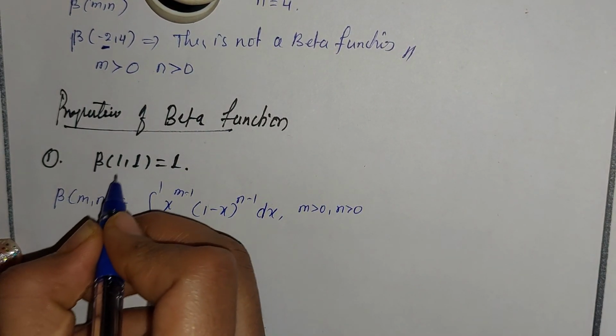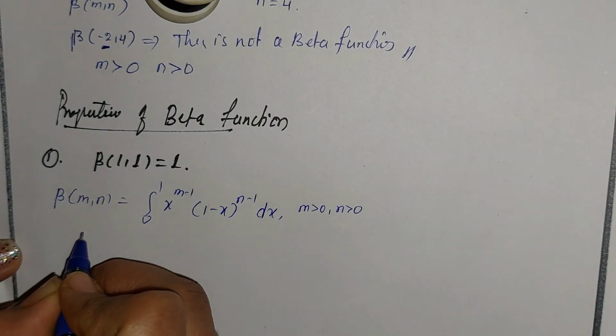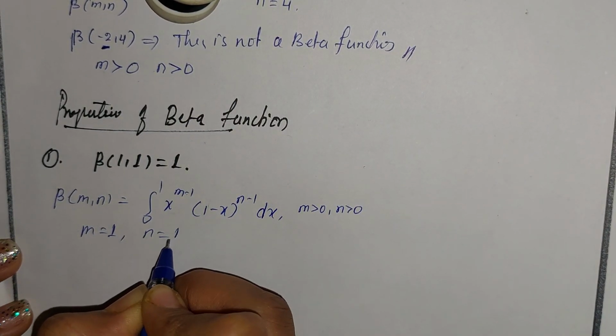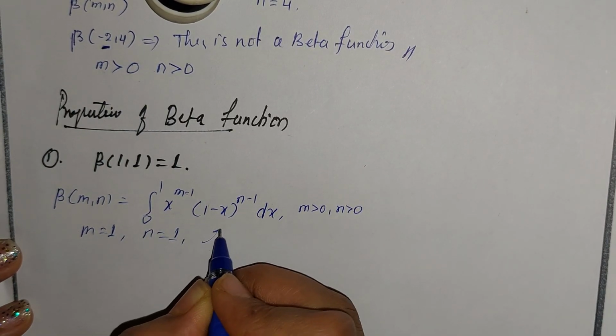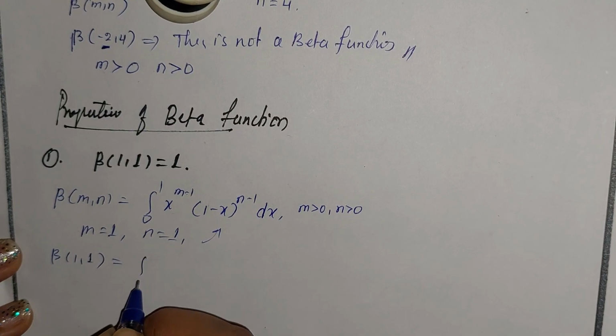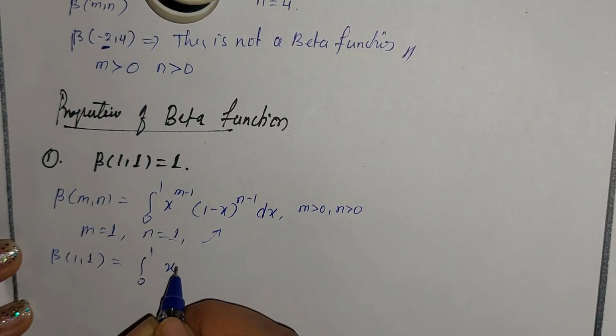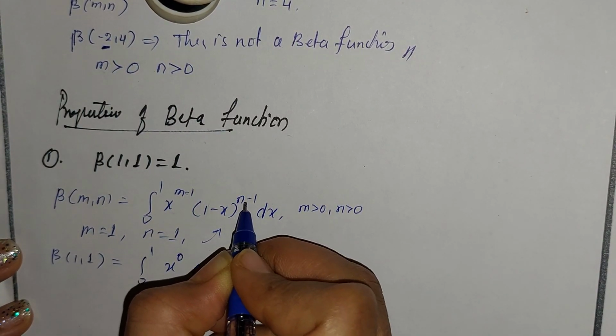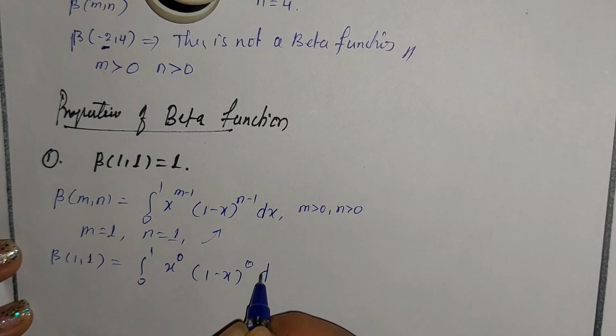So now by comparing the above equation, we know that m is equal to n and n is equal to n. When we put this in the equation, we will get beta of 1 comma 1 is equal to the integration from 0 to 1 of x raised to 1 minus 1, which is nothing but 0, and 1 minus x raised to n, which is 1 minus 1, that is 0, dx.